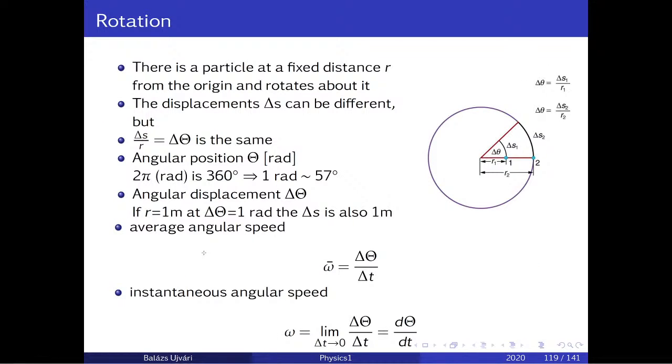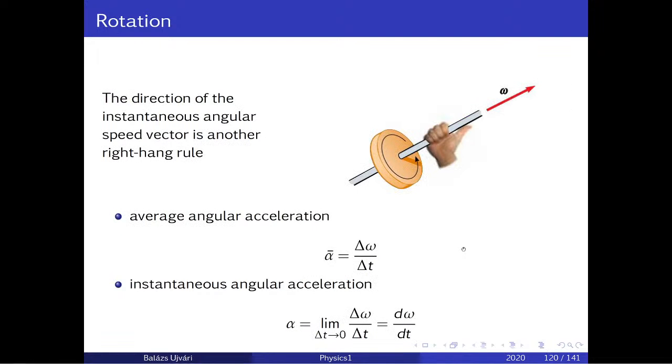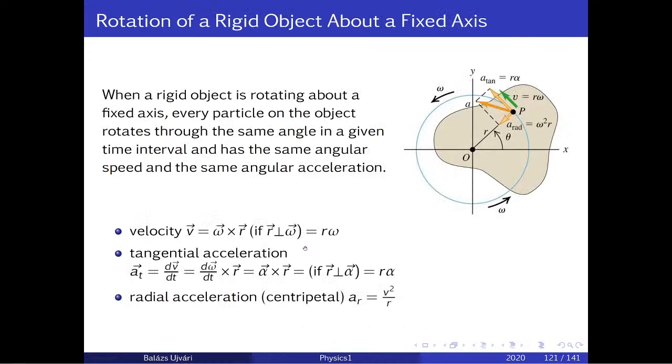Alright, so we started with rotation, with circular motion, and then let's go back because we want to calculate the kinetic energy of the rotating system. And you will see it's not that easy. A few things: the omega, the angular velocity, also has a direction. And of course, if we differentiate a vector, the angular acceleration also has a direction.